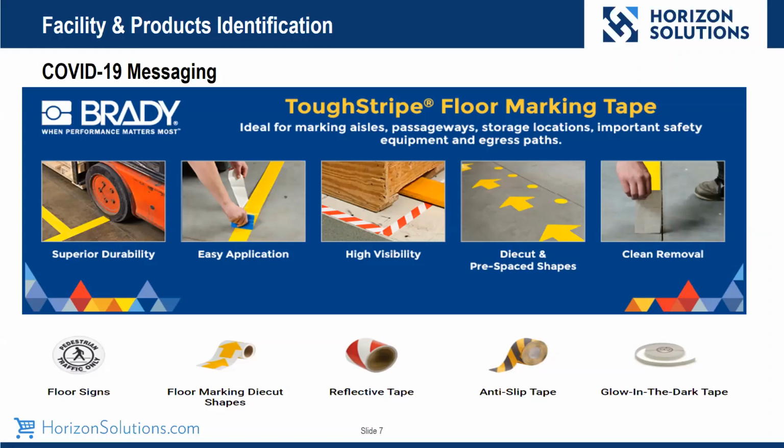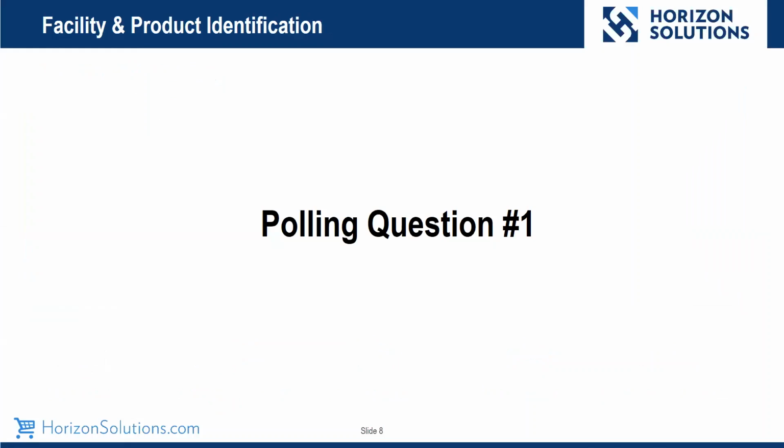We do have a newer version on the market called Tough Stripe Max, and it's meant for very abusive applications. If you look at the picture on the left of the forklift truck, Tough Stripe Max is developed with a beveled edge so that it keeps from ripping the tape as fork trucks and other vehicles roll over these materials.